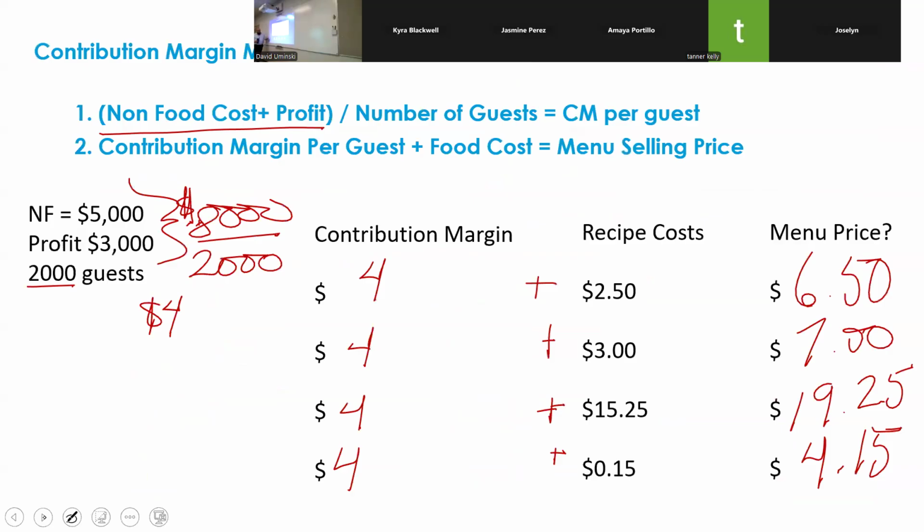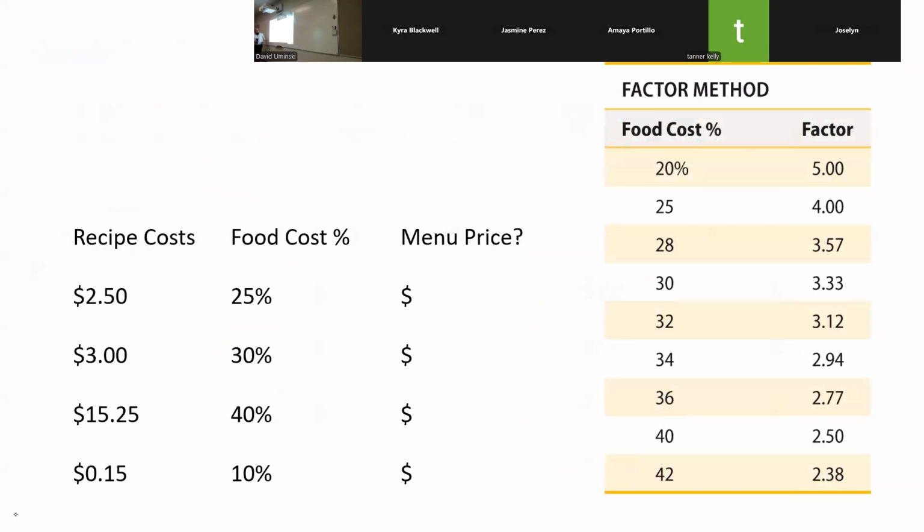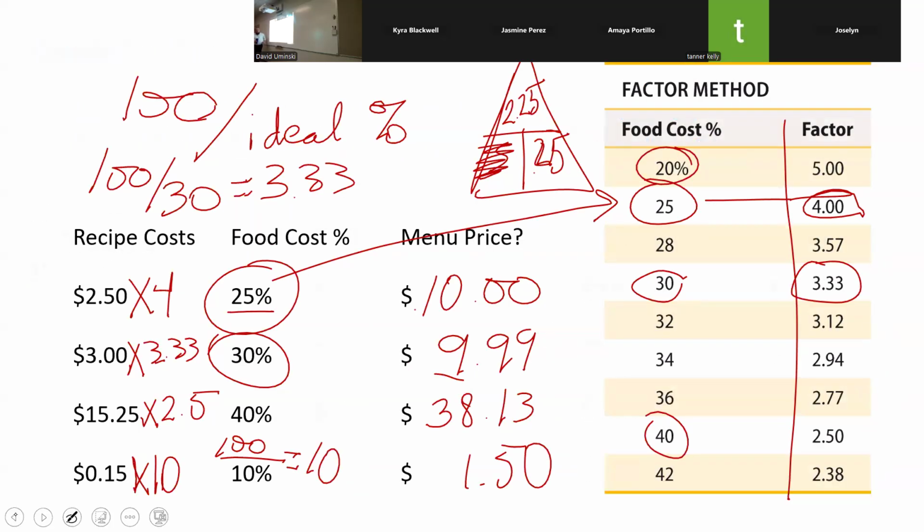The third, oops, what did I just do? I don't know. There we go. The third one, $19.25 compared to $38, right? So that's almost $20 difference.